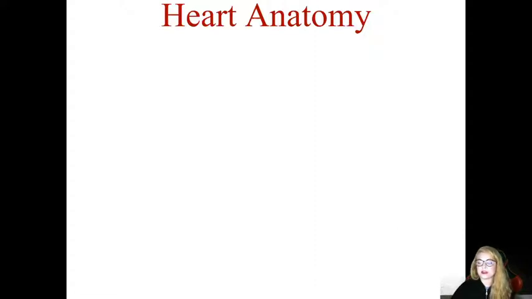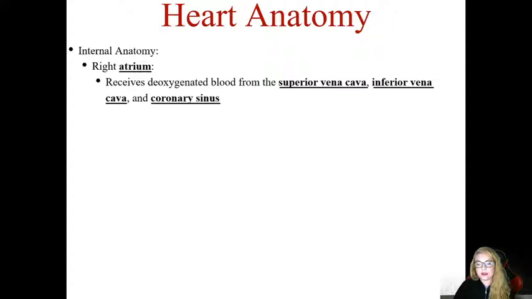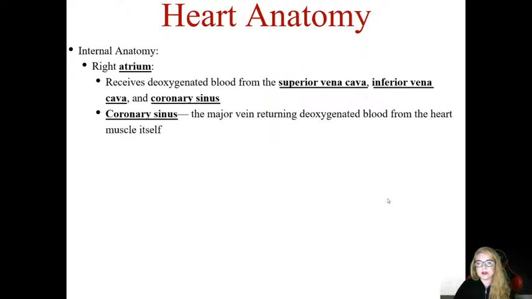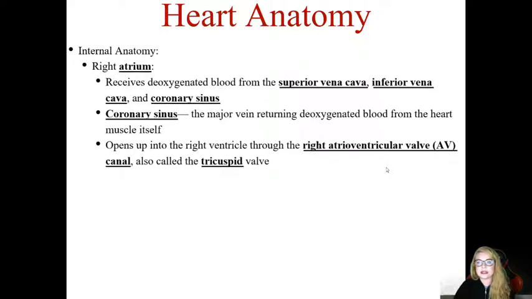Okay, and so continuing on and looking at our internal anatomy now, the major structures that are visible from the inside, you have, like we said, the right atrium, and this is where we receive deoxygenated blood from the superior vena cava, the inferior vena cava, and the coronary sinus. Okay, and the coronary sinus, you might be asking, is the major vein returning deoxygenated blood from the heart muscle itself. Okay, and so the right atrium opens up into the right ventricle. Remember I said it sits on top. I like to think of A being first in the alphabet. So the atrium sits on top and the ventricle sits below.